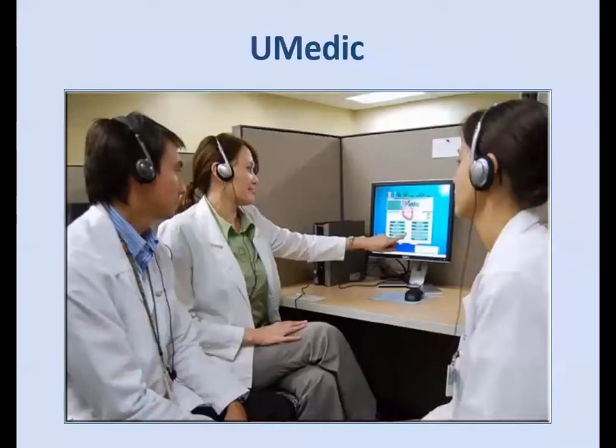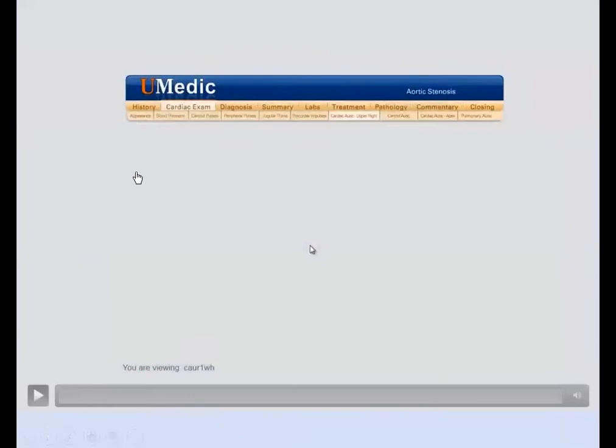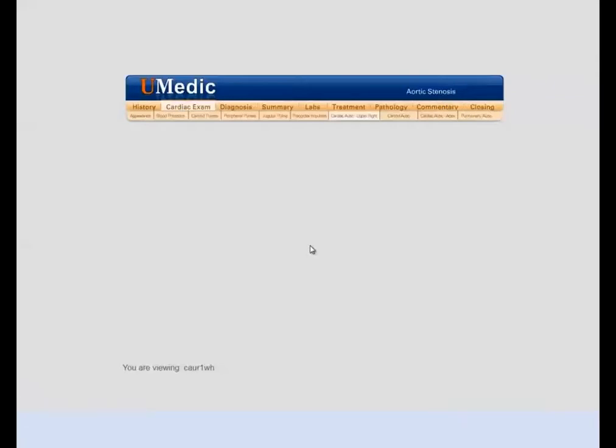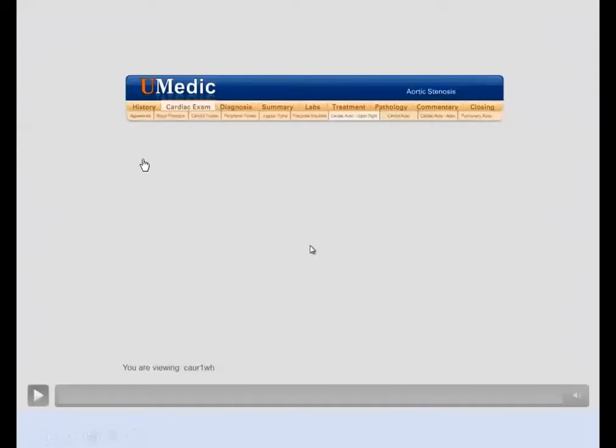When using UMedic, one of the reasons we created UMedic is because it provides a very comprehensive curriculum where you can see history in the upper tabs of it, cardiac exam, diagnosis, summary, labs, treatment, pathophysiology, some additional commentary, and some closing comments at the end. This allows us to standardize a lot of the education we do, and not only standardize it, but it also reduces the amount of time that faculty would be needed at the bedside to teach a lot of these different clinical and bedside examinations.